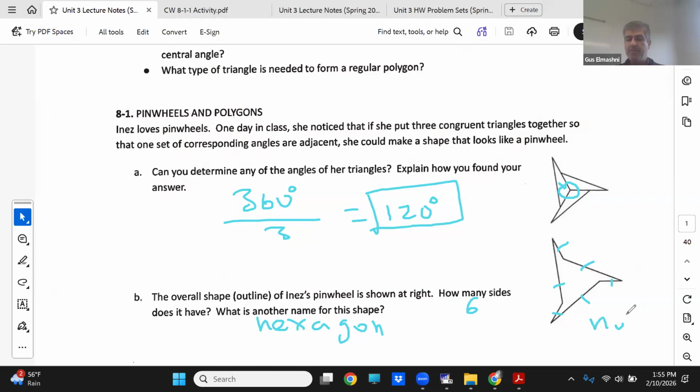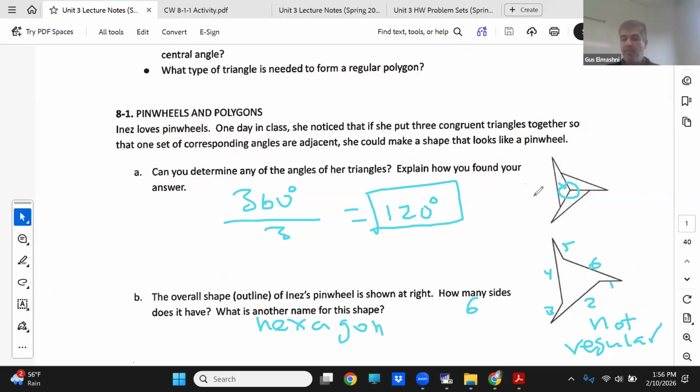Oh, the markings are just to show the sides? Correct. The markers are just to show the sides. You're right. Maybe that was confusing. Maybe I'll do this then: 1, 2, 3, 4, 5, 6. There we go. That's much better.